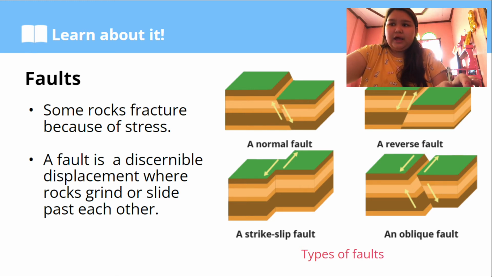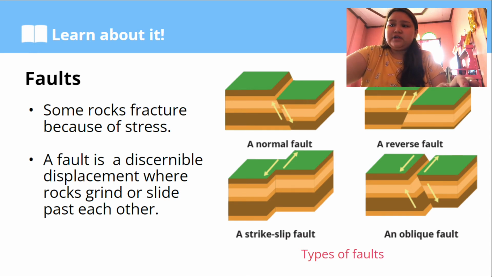So, a normal fault is where the hanging wall moves down relative to the footwall. It is the product of tension which pulls Earth's crust apart. So a reverse fault, the hanging wall moves up relative to the footwall. It is a product of compression and therefore shortens the structure.